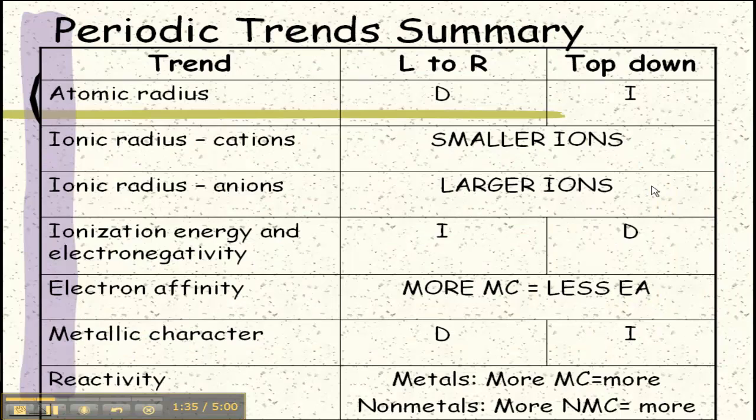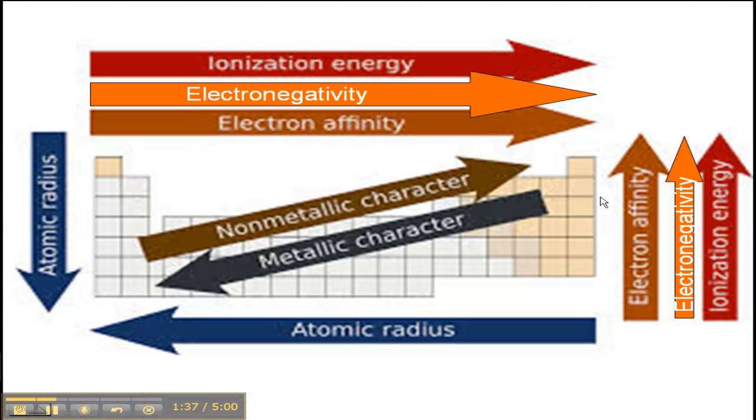Alright, to summarize, here's our periodic table again. Metallic character is greatest in the bottom left-hand corner. This is where Reactivity Man is pointing to with reactivity. Nonmetallic character increases as we go up and to the right, which is where ionization energy, electronegativity, and electron affinity are at their greatest.